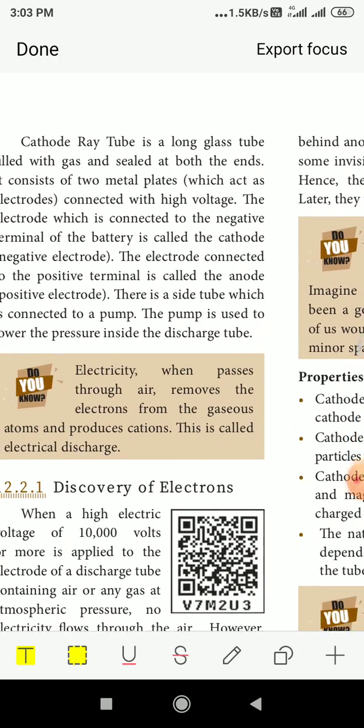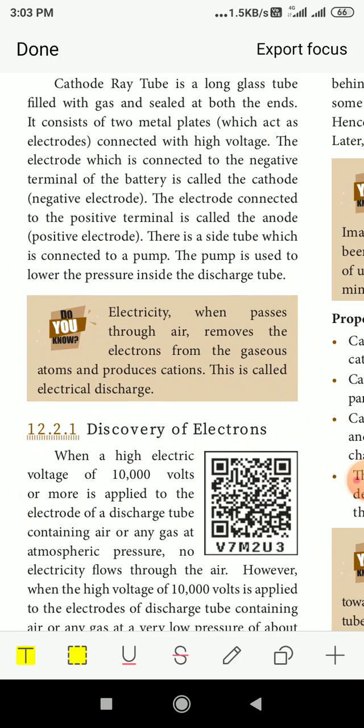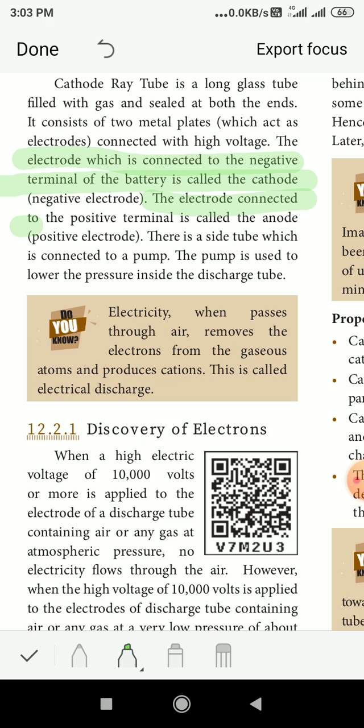It consists of two metal plates which act as electrodes connected to a high voltage. So, in between there is a high voltage passing through it. The electrode which is connected to the negative terminal of the battery is called the cathode. The electrode connected to the positive terminal is called the anode.